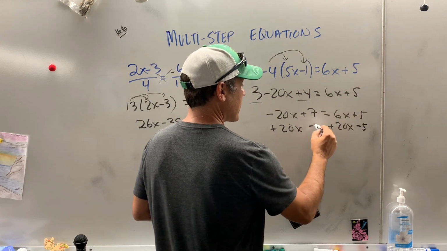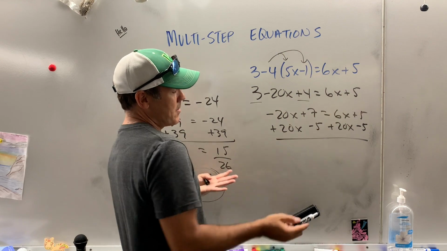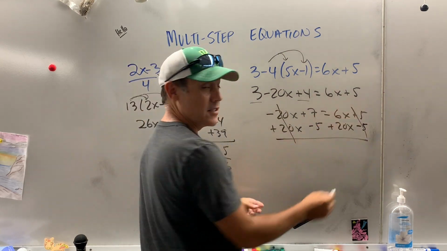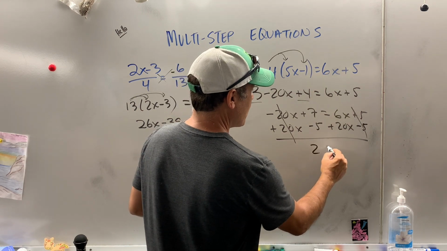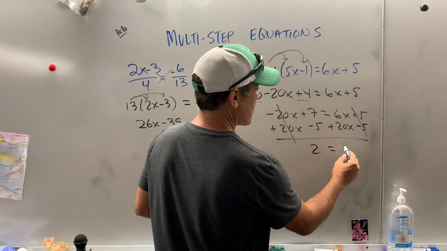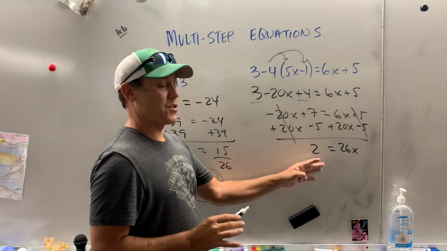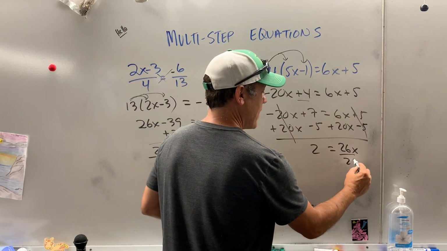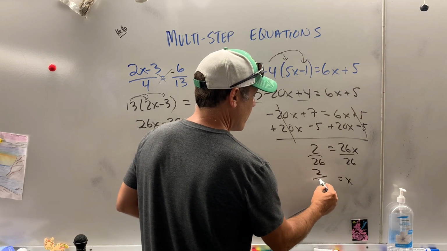So I'm going to, and again, I like doing it all in one shot because I get to go the double, right? So what do we got here? 7 minus 5 is 2 equals 6x plus 20x is 26x. See, people want to say the answer is 13 for some reason. Divide by 26. X equals 2 over 26.